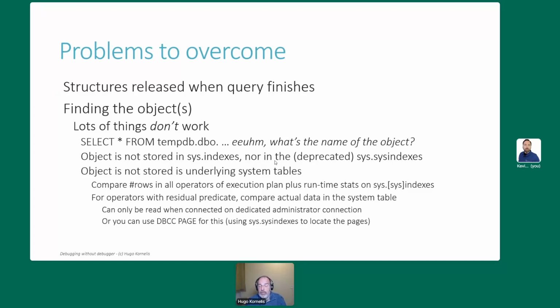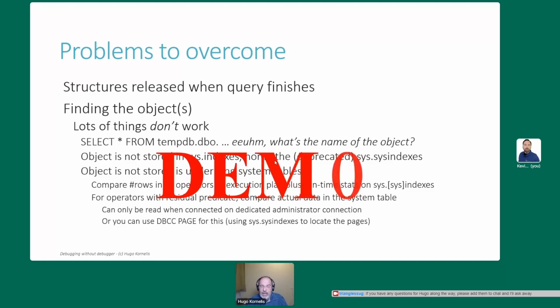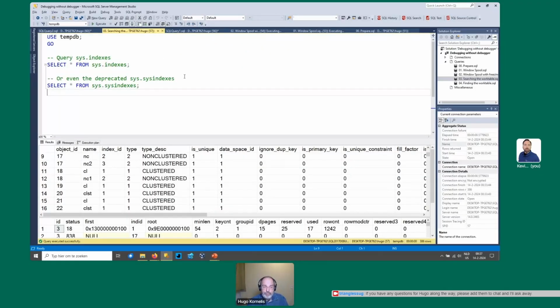The problem with comparing the actual data in the system table is you cannot access the system table unless you have a dedicated administrator connection. If you use a dedicated administrator connection, you can have only a single connection active. So you cannot have a blocking query in one window, a blocked query in a second window, and a third query window where you look at the underlying system table. So what I did instead was use DBCC PAGE to check the data. That is outside of the scope of the demo, but I'll talk a bit about it. But let's see the steps we went through.